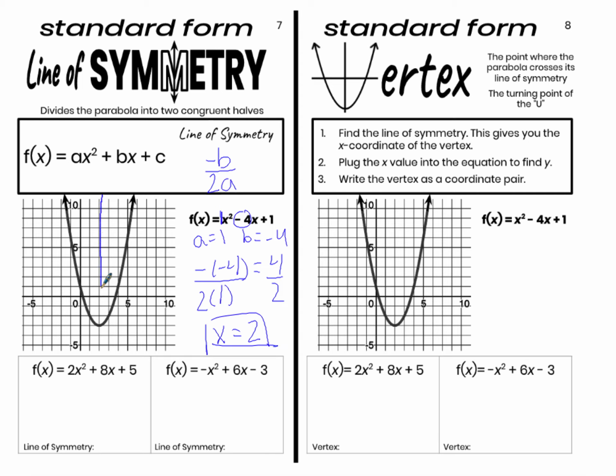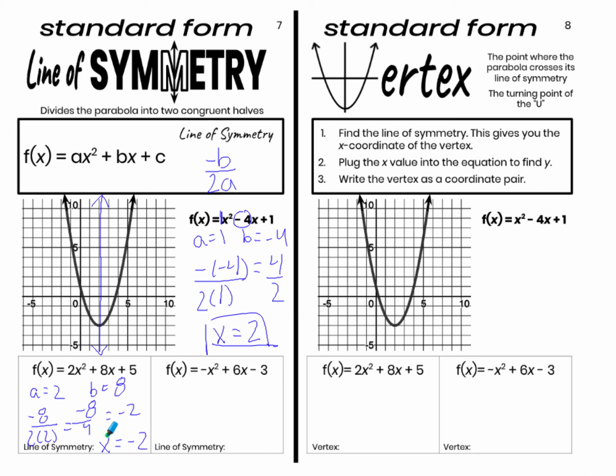I can see that here. This is the graph of the function x squared minus 4x plus 1. The line of symmetry divides the parabola into two symmetric halves and is given by the equation of this vertical line, x equals 2. For this example, a equals 2, b equals 8. So my line of symmetry is given by opposite of b, -8, over 2a, 2 times 2. -8 divided by 4. Line of symmetry is just x equals -2.